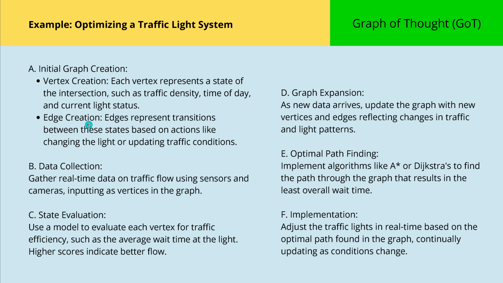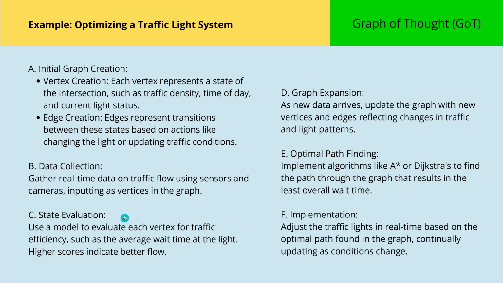And then we have to create the edges, as I just showed you. The edges represent transitions between the states based on actions like changing the light or updating traffic conditions or whatever there is. Then we have the phase of the data collection. So we gather real-time data from different sensors on the traffic flow, cameras, sensors, whatever you have, and we input those here in the vertices of the graph, and the graph can have multiple factors.